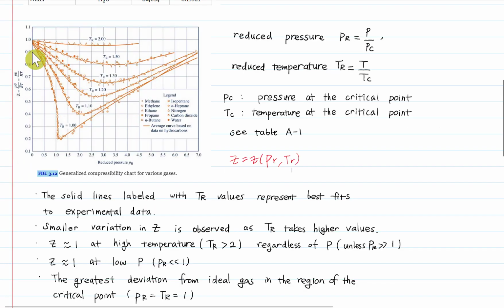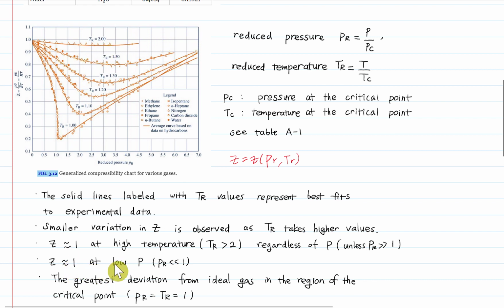In the generalized compressibility chart, the solid lines labeled with TR values represent the best fit to experimental data. So this chart is based on the experimental data. Smaller variation in Z is observed as TR takes higher values. TR here is 2, 1.5, 1.3, 1.2, 1.11. As TR increases, the variation of Z is smaller. Z is approximately 1 at high temperature. When the reduced temperature is 2 or higher, the lines are closer to 1, this horizontal line.